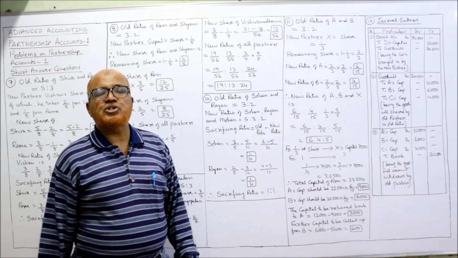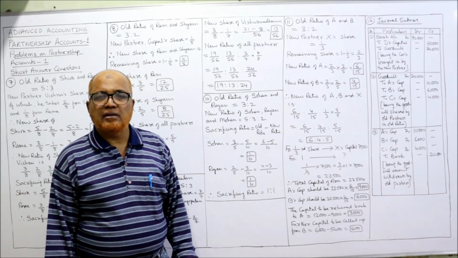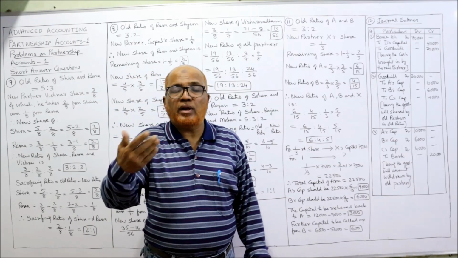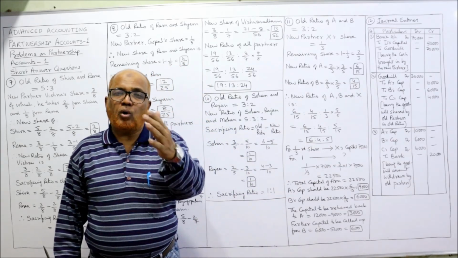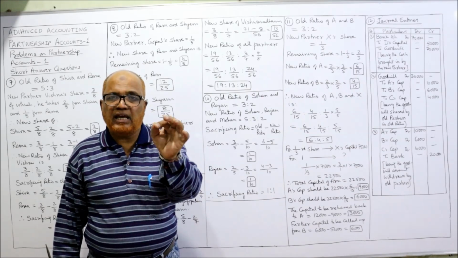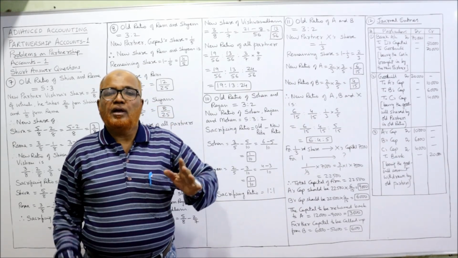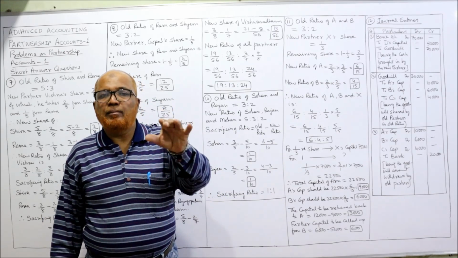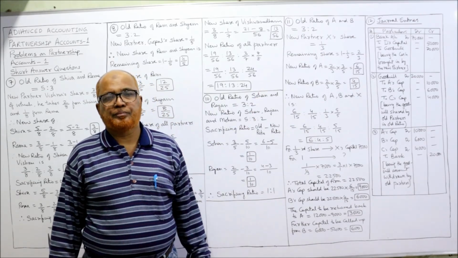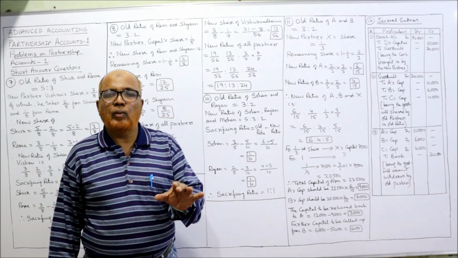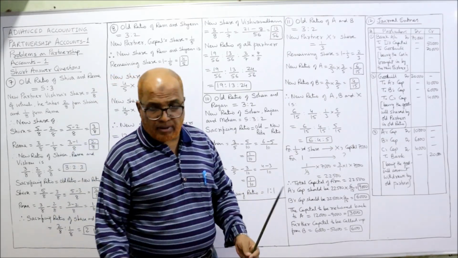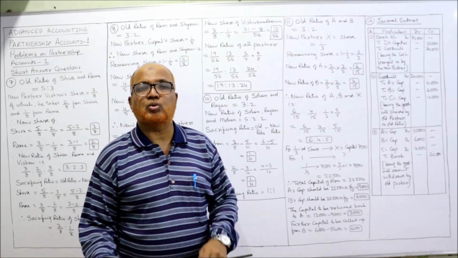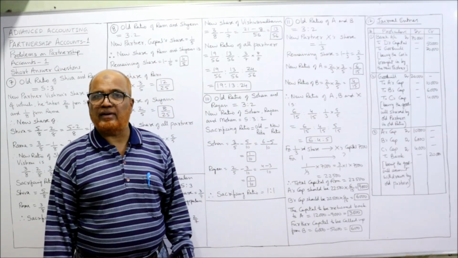Now this goodwill will be shared by the old partners in the old ratio. We are not calculating the sacrificing ratio because the new ratio is not given. If both the new ratio and old ratio are given, then there is a need to calculate the sacrificing ratio. Here the new ratio is not given, so whatever remaining profit is there will be shared in the old ratio. That's why we divide the goodwill in the old ratio. What is the old ratio given? The old ratio of ABC is 5 is to 3 is to 2.